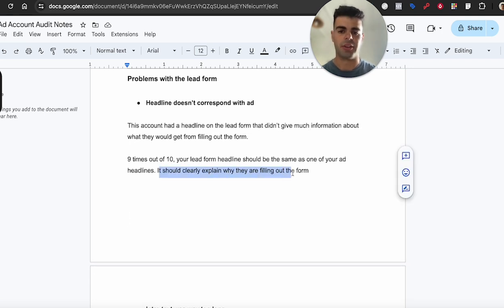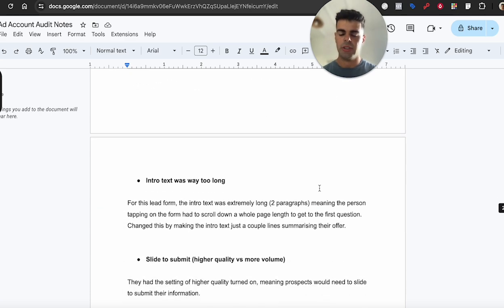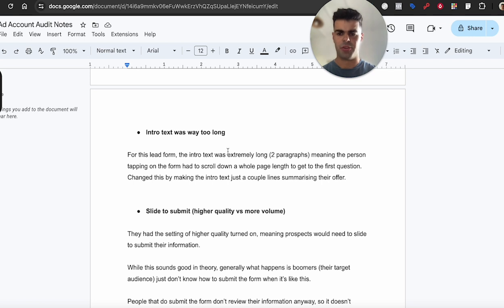It should very clearly explain why they're filling out the form. So we changed it to make it correspond with exactly what we were offering in the ad. The other problem was the intro text was way too long.